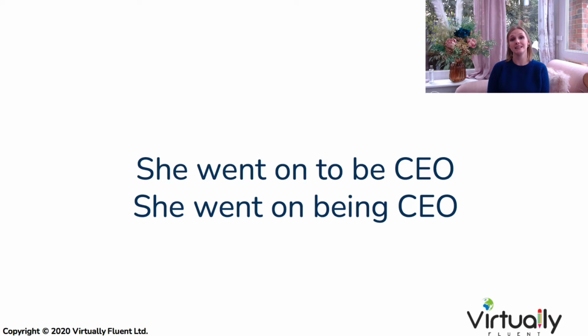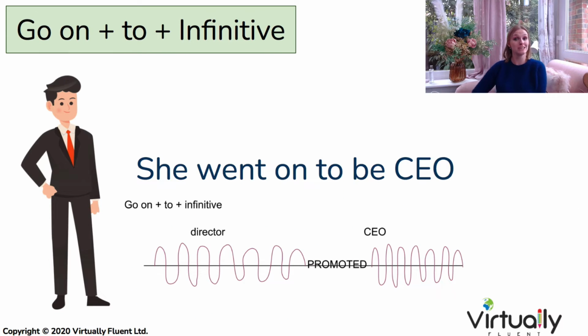Our next verb is go on, and again with to plus infinitive or gerund. Let's take this example. She went on to be the CEO. Now, this is used to say that we have two separate events. The first one is different to the second. At this point, let's say she is a director to start. And then after she progresses or is promoted, advances to a different role, in this case, CEO, to plus infinitive. She went on to be CEO.